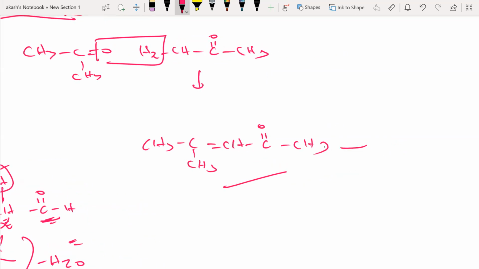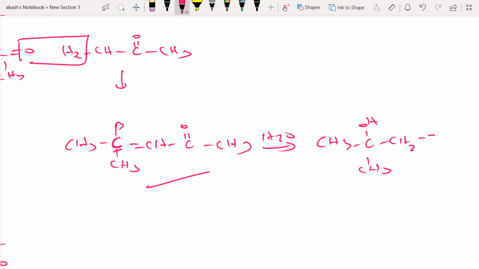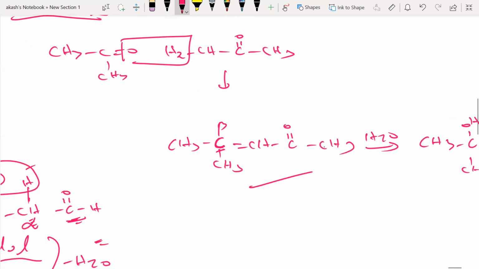And then if at all you want to get the aldol, you just have to remember that in the beta position, you have to get an OH. This is your beta position. You have to get an OH there. So we will get CH3, COH, CH3, CH2, C double bond O with one CH3.